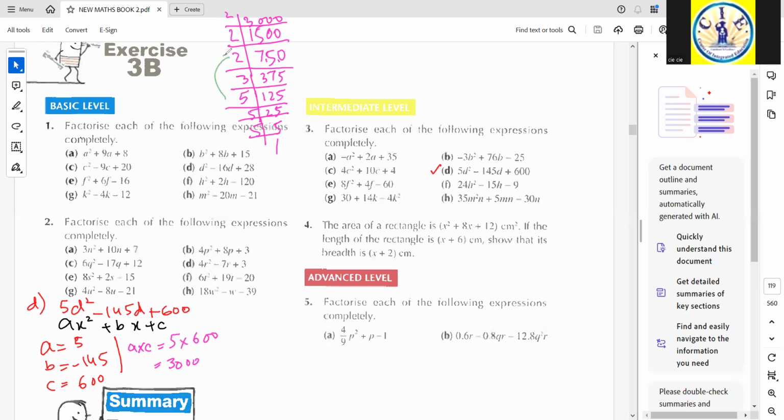5 twos are 10, 10 twos are 20. Then 5 fives are 25. 25 threes are 75, and 75 twos are 150. 150, and no, that isn't the case either. Now, this is the hit and trial method we need to follow to figure out 145. So this would be done in the same pattern.